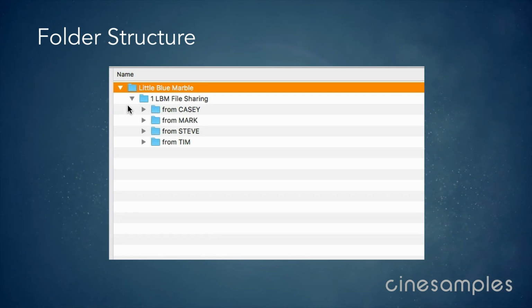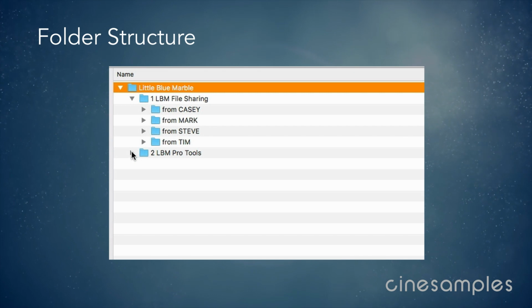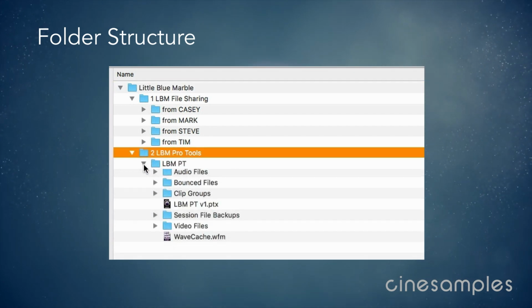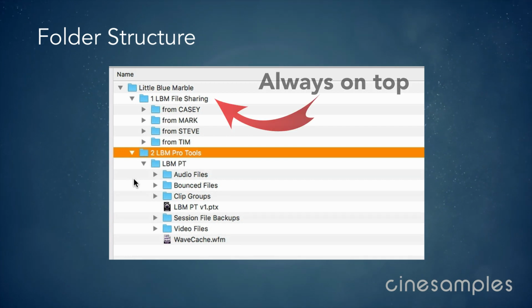This provides a clear way to see what you've delivered to the others and what others have delivered to the group. Return to the parent Little Blue Marble folder and create another subfolder called 2 LBM Pro Tools or 2 LBM Logic or whatever your DAW is. This will contain all of your session data. Having the separate file sharing folder keeps your session data going back and forth separate and organized from the data that's in your sessions. For each subsequent song, no matter what the title of the song, the file sharing folder will always sort to the top if you put a number at the beginning of the folder name.